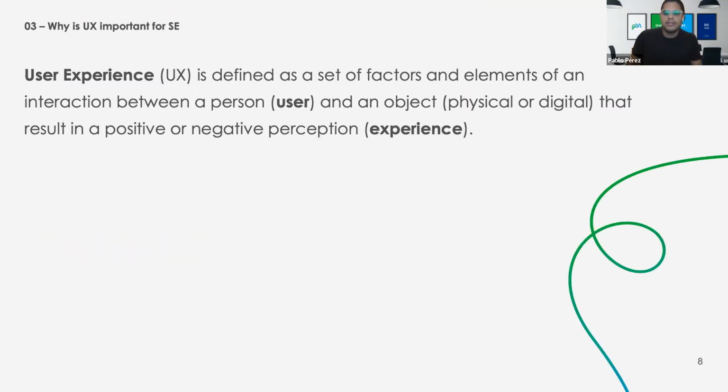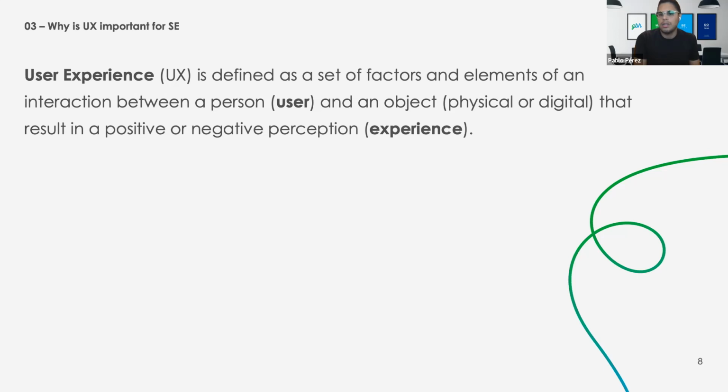First, what is UX? I like to define this as broadly as possible because it's easy to think that because we're talking about this now, this is a new term or a new discipline. It is not. UX is defined as the set of factors and elements of an interaction between a person, in this case, let's call it a user, and an object, which could be physical or digital, that result in a positive or negative perception. That is what we call experience.